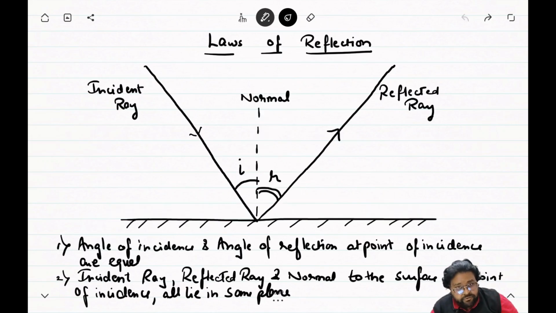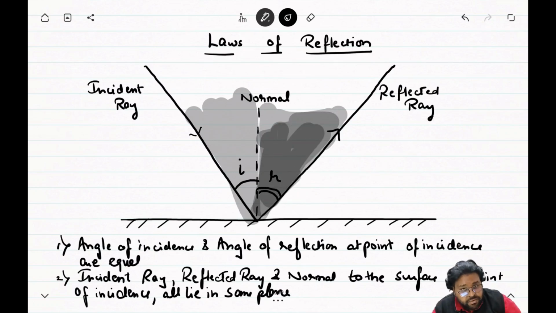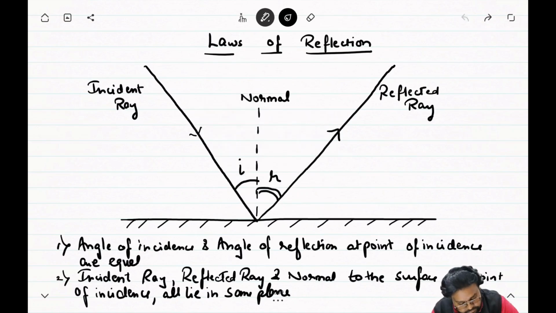And the laws of reflection contain two statements. The first is that the angle of incidence, that means the angle between the incident ray and the normal, is equal to the angle of reflection, that means the angle between the normal and the reflected ray, this angle which I am darkening. So these two angles are the same at this point of incidence. So this is your first law of reflection.